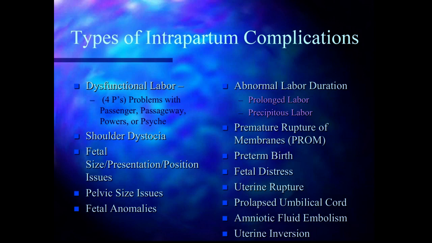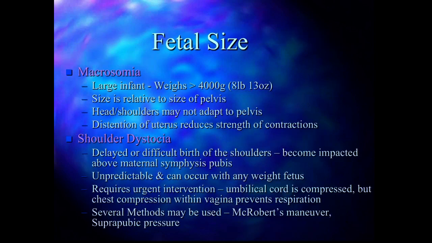We have the abnormal labor duration, prolonged labor or precipitous labor, premature rupture of the membranes, preterm birth, fetal distress, uterine rupture, prolapsed umbilical cord, amniotic fluid embolism, and uterine inversion. We're not going to discuss all of them, but this is the big list of all the possible types of complications you could see during labor and delivery.